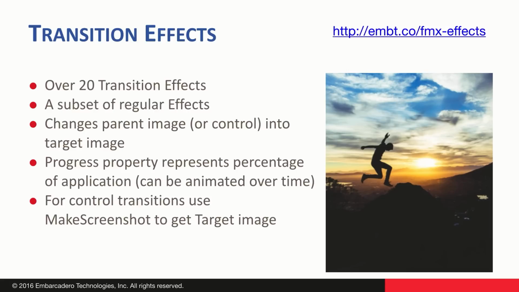Transition effects, there's over 20 of these, and they're a subset of regular effects, but they change a parent image or control into a target image. And so it's an image, so you want to use make screenshot to get the target image. And so what you'll do is you'll say make screenshot of what I want the screen to look like, and then I'll transition this control into that target image, and it will transition over time. So it could be like a fade or a wavy effect or whatever. There's lots of different things you can do.